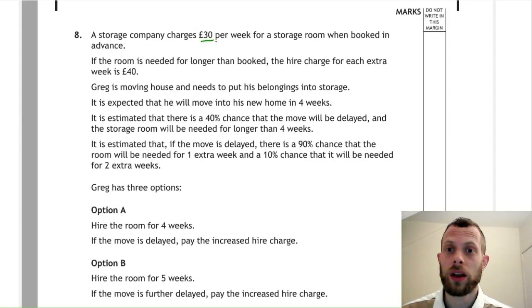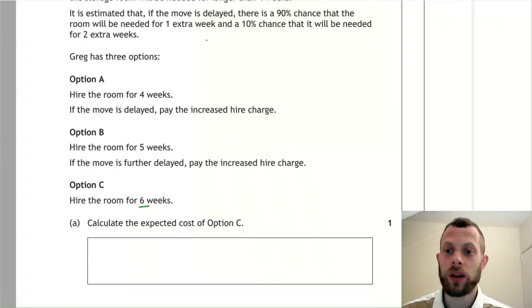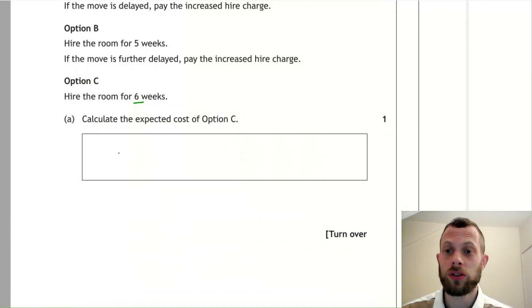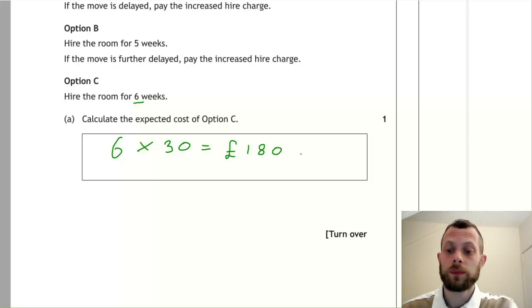So in part A, the £30 a week for 6 weeks is option C, which is the straightforward one, and he will be guaranteed to have it as long as he needs it. And you simply do 6 times 30 to get £180 is how much he will pay for option C.